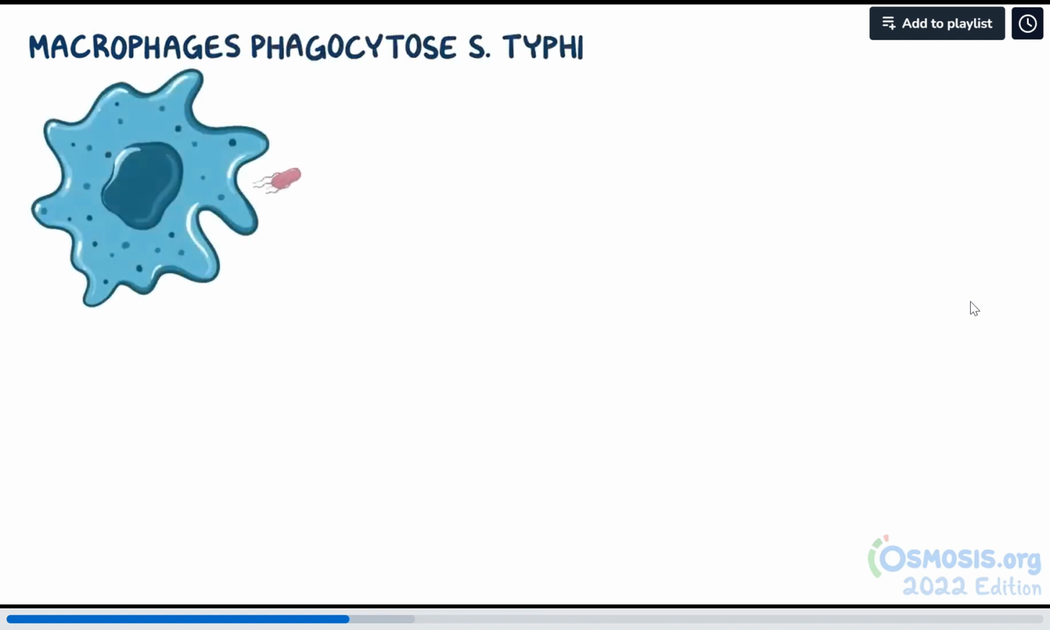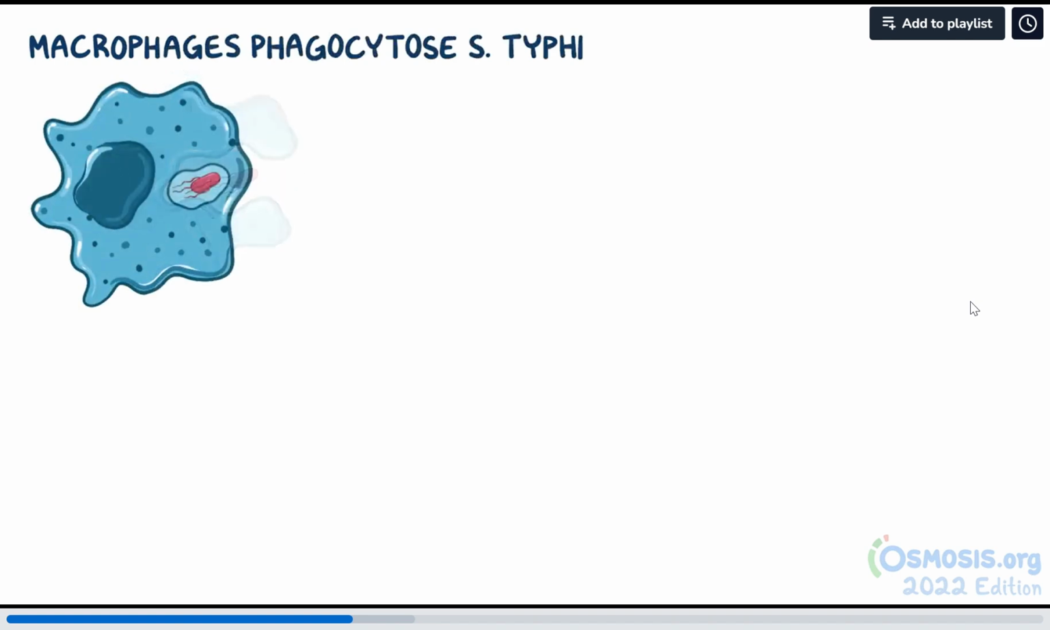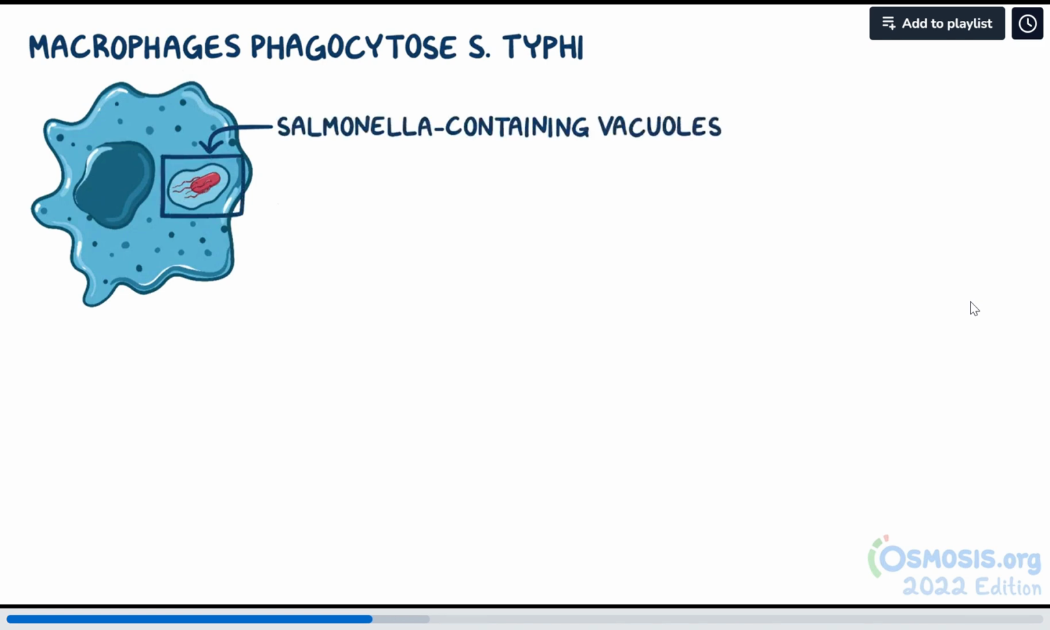Now, aside from that, macrophages also phagocytose S. typhi, so the bacteria is slowly engulfed by the cell membrane, which invaginates to form a sac on its inner side. The sac then separates from the actual cell membrane, forming what's referred to as a Salmonella-containing vacuole.